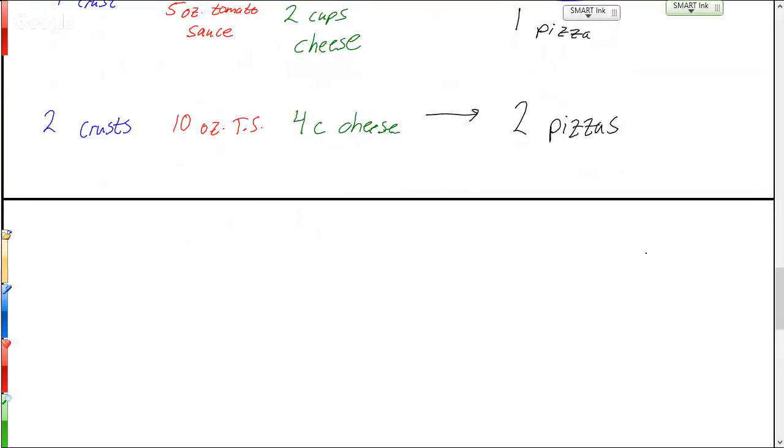All right. Now let's say we have something similar. So we have 2 crusts, 10 ounces of tomato sauce, and we drop some cheese on the ground. So we only have 3 cups of cheese. So how many pizzas can we make? 1. Yeah, you can only make 1 pizza, assuming we don't want to be light on the cheese.